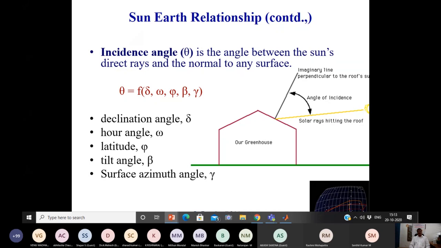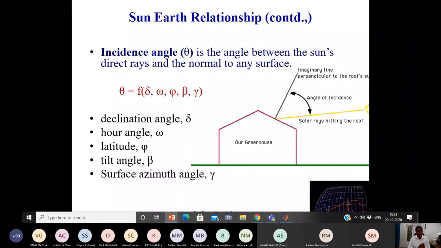Now the issue is how to maintain either minimum incidence angle or 0 incidence angle. That is the question now. How to solve this question, I am going to explain. To find this incidence angle, what information is required? Five parameters are required: declination angle, hour angle, latitude, tilt angle, and surface azimuth angle. So there are 5 variables I am showing here. Theta, the incidence angle, is a function of delta, omega, phi, beta and gamma.